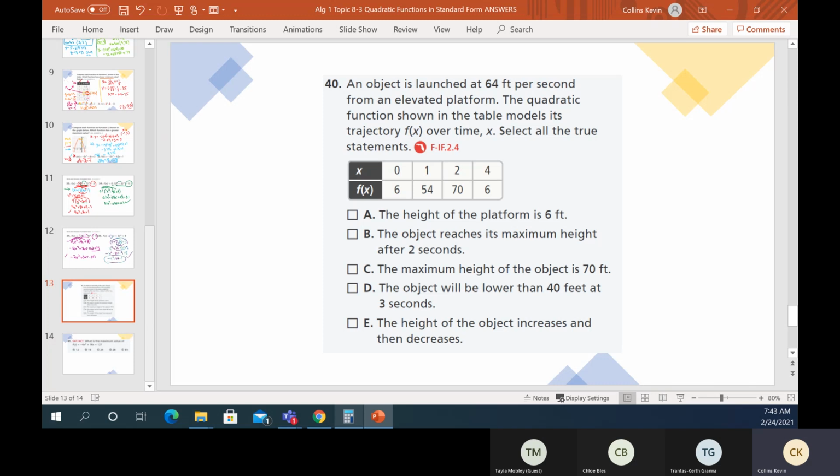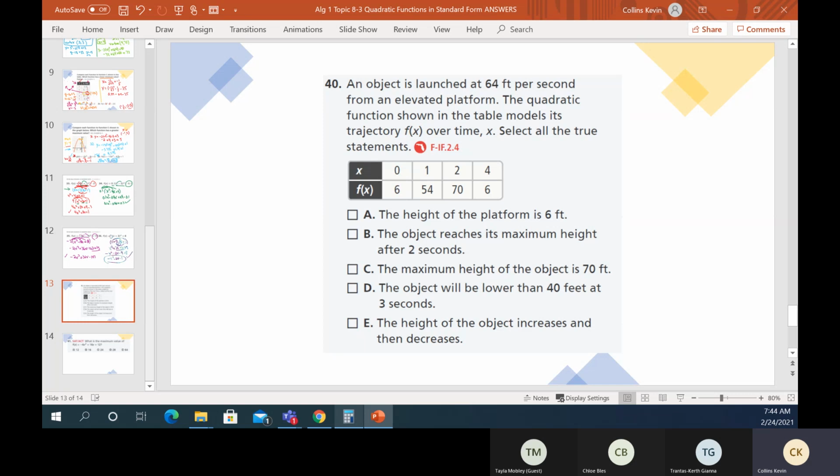All right. So here's one of those standardized test kind of things. It says an object is launched at 64 feet per second from an elevated platform. It says the quadratic function shown in the table models its trajectory over time x. Select all true statements. The height of the platform is 6 feet.